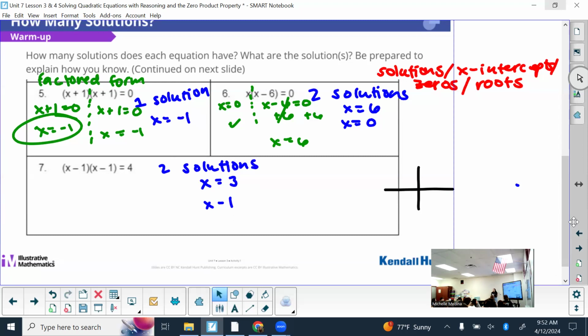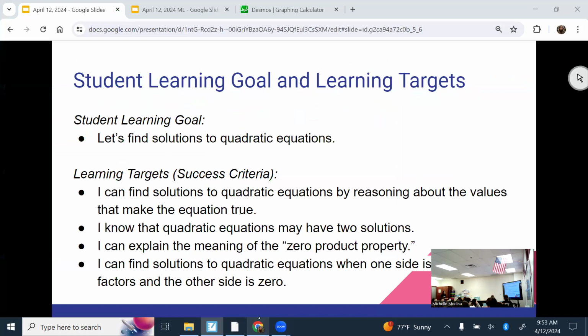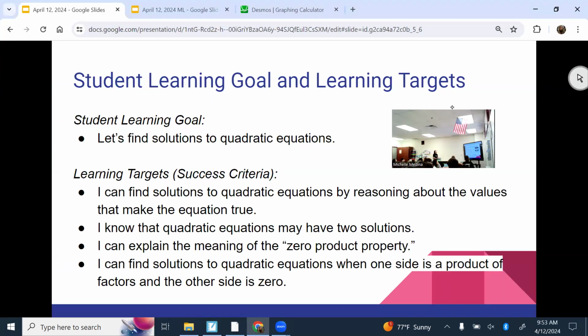All right, the most solutions you can have for a quadratic is 2. You can sometimes have one solution. You can sometimes have 0 solutions, although you haven't seen that yet. But the most you could have is 2 for a quadratic function. So that's one of the learning targets already checked off for today. We will talk about the zero product property and how to find solutions if one side is factors and the other side is zeros.